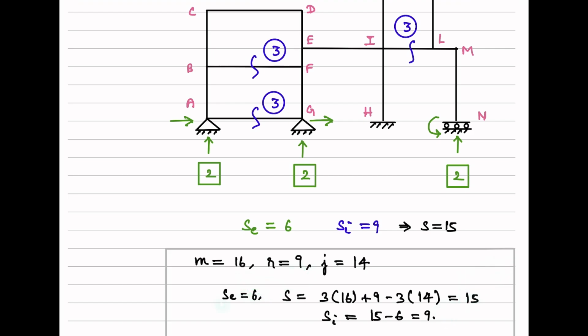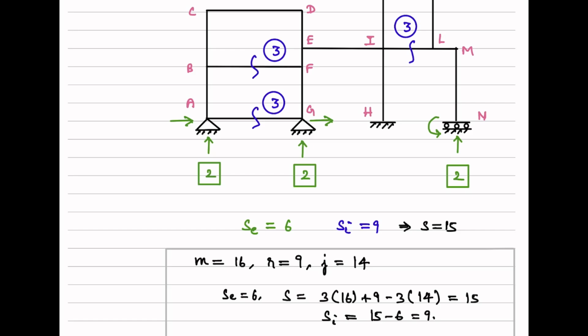What does that mean? There are 6 reactive components in excess, which can't be determined using the equations of static equilibrium. Similarly, we have 9 surplus internal stress resultants that can't be determined using equations of static equilibrium.